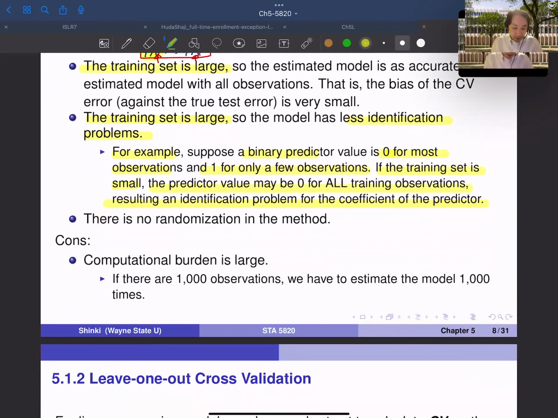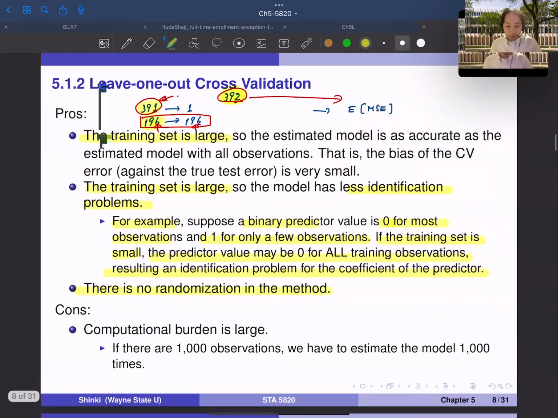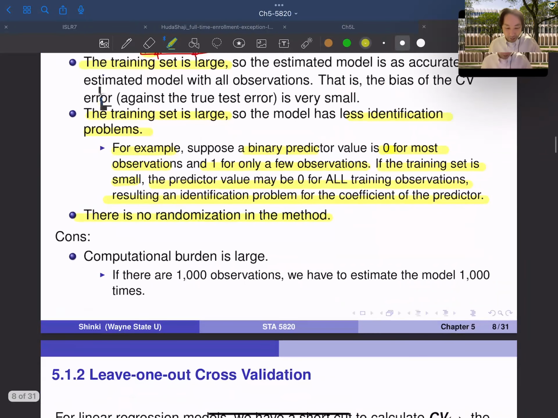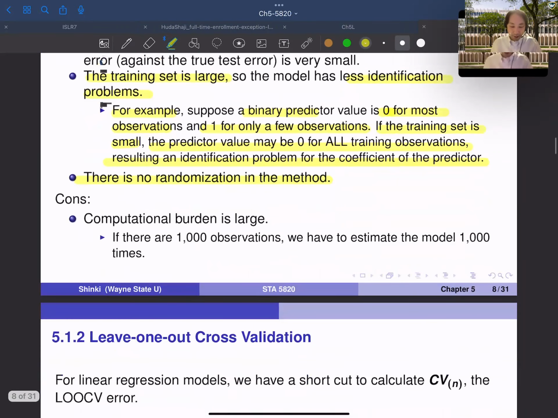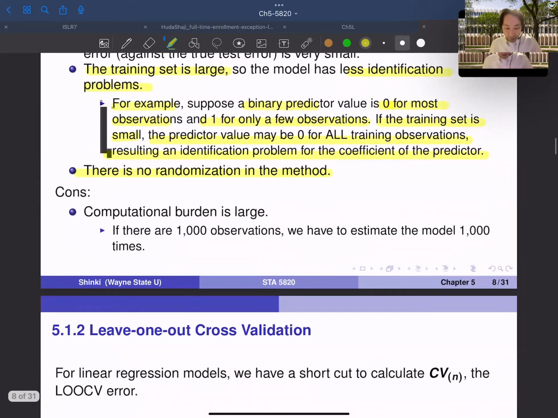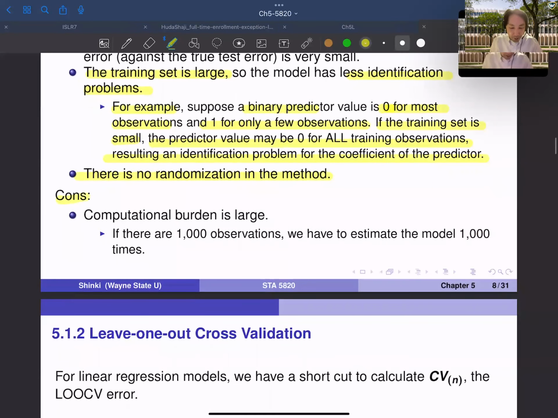Another thing is that there is no randomization in the method. Leave one out cross-validation is a very deterministic process, so it is very objective and has no uncertainty. And why do we sometimes not use this method? The computational burden is large. If there are 1,000 observations, we have to estimate the model 1,000 times.